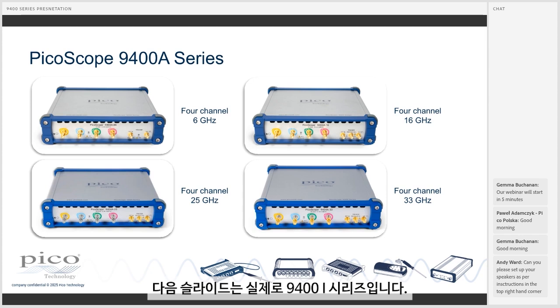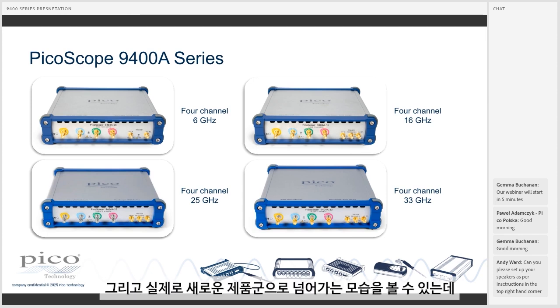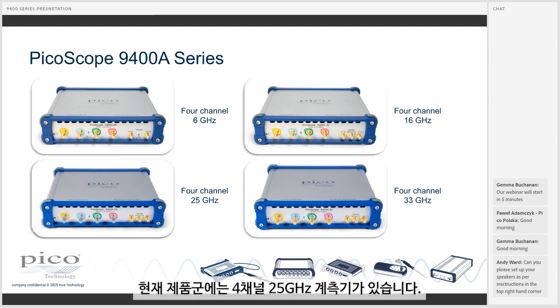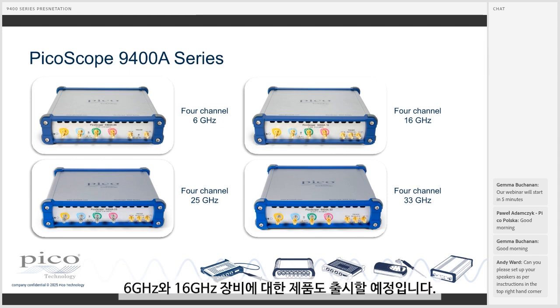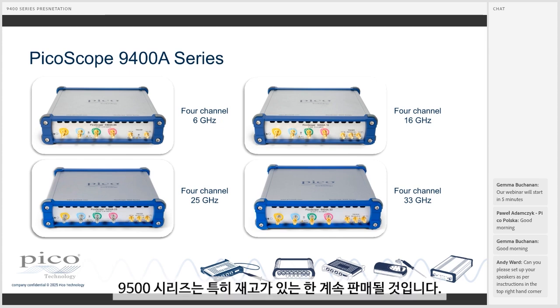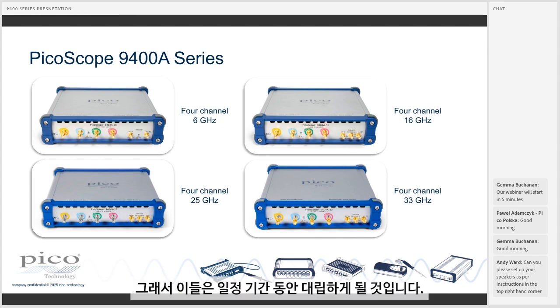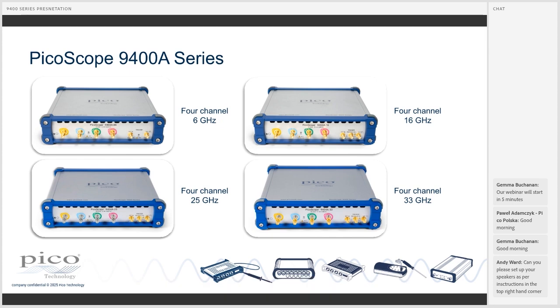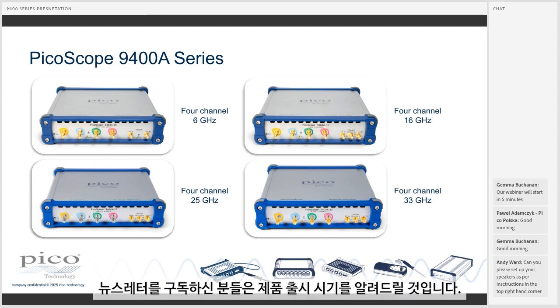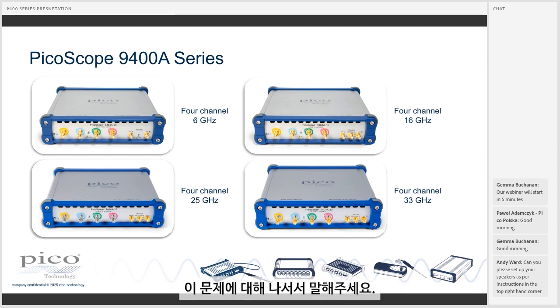So the next slide is actually the 9400A series, and you can see we're moving forward onto a new product range here. We have the 4-channel 25 gigahertz instrument, which is in the range at the moment. We'll have a product launch coming up soon on the 33 gigahertz, and also the 6 gigahertz and 16 gigahertz instruments. The 9400 series will still be with us, particularly while there's stock available. So these will phase in over a period of time. Those of you who subscribe to the newsletters will be advised when the product launches do come forward on this one.